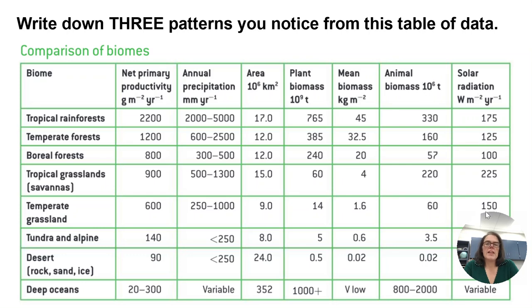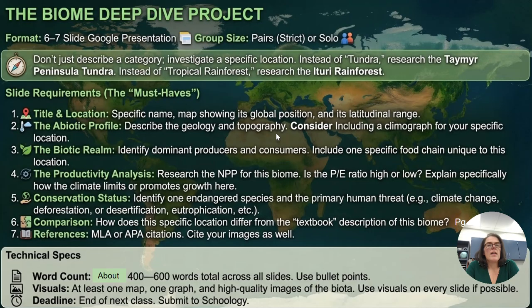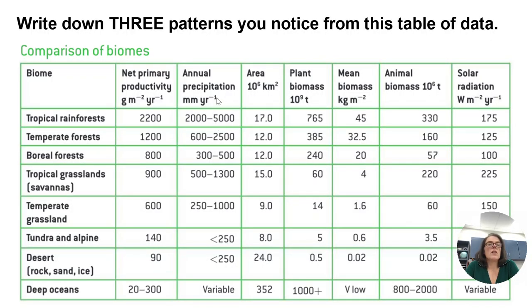And then the solar radiation that you would generally see along those latitudes where these biomes are found. So look through here. Some things I'll point out: your plant biomass is quite high for tropical rainforest. We kind of know that, right? We've learned about that. And also our annual precipitation is very, very high. Where you have a lot of rain, you have a lot of producers. Okay, that's one thing I might notice.